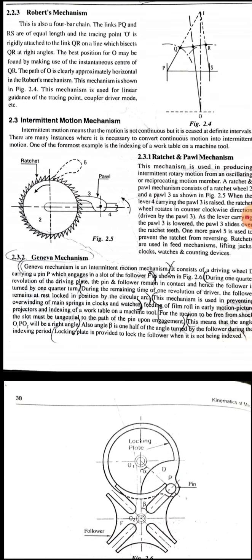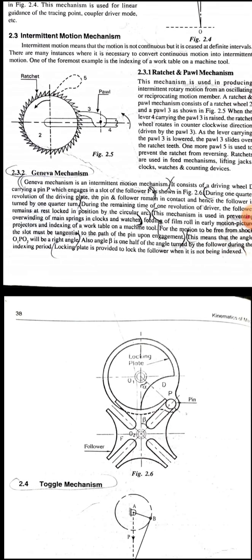Geneva mechanism. Geneva mechanism is an intermittent motion mechanism. It consists of driving wheel D as shown in the figure, carrying a pin P as shown in the figure, which engages in a slot of the follower F as shown in the figure. During 1/4 revolution of the driving plate, the pin and the follower will remain in contact.